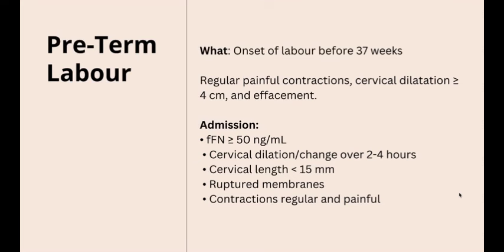So it's important to have a process to know when someone is actually entering preterm labor versus when they are having contractions that may not result in preterm labor. So one of the criteria that can be used is a fetal fibronectin of over 50, which we'll talk about in a moment, checking to see if there's any cervical dilation, a measured cervical length less than 15 millimeters, which puts the patient at higher risk of preterm labor because of their shorter cervix, or if there's actually ruptured membranes, or if the contractions are regular and painful.